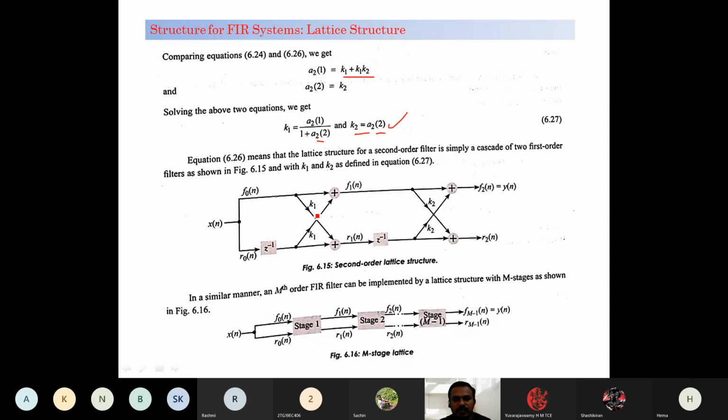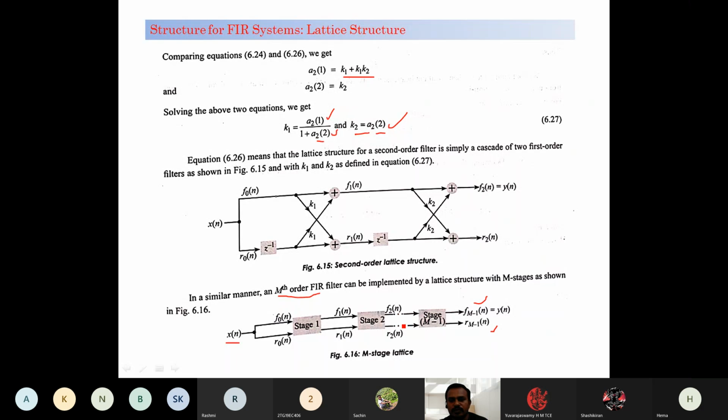For second order, it is the combination of both coefficients we need to concentrate on. Similarly, for an mth order FIR filter, you can observe m stages. So x of n is the original input, and we have both channels, upper and lower channels, for the m-stage FIR filter.